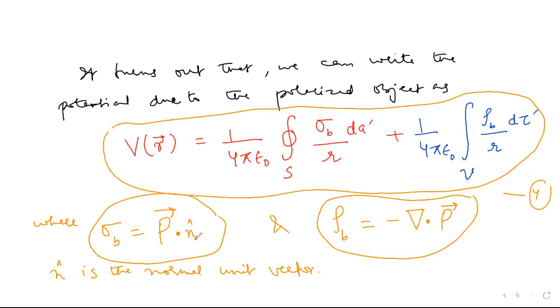So instead of integrating the contributions of all infinitesimal dipoles as in equation 3, we could first find those bound charges. This rho B and sigma B are called bound charges, and then calculate the fields they produce in the same way we calculate the field of any other volume and surface charge. I will write it. It is important.